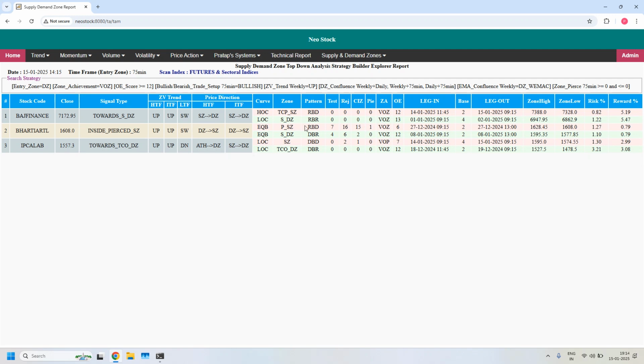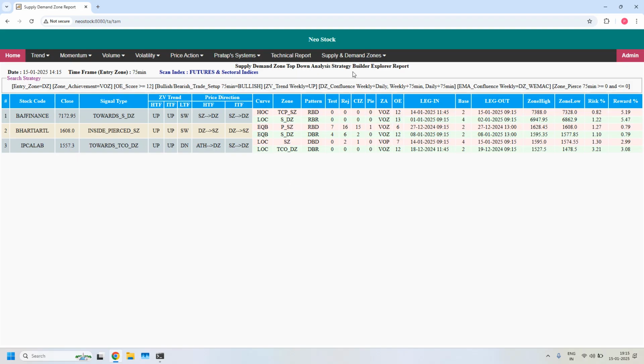And all these are daily and 75 minutes, 75 together with daily are part of the weekly zone, and weekly zone is having weekly EMA confluence. The zone means demand zone here. So these 3 are even more high probability trade setup parameter supported stocks. So this is bullish trade setup for weekly income trade.